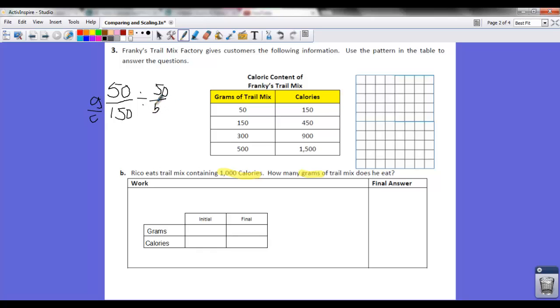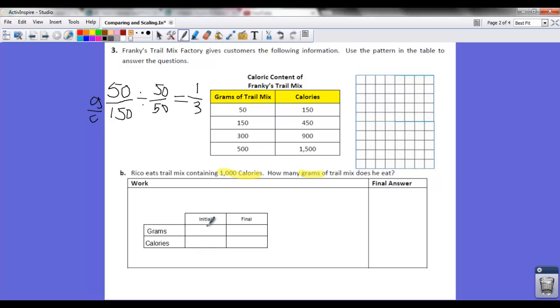Okay, and it's giving me my final. This will usually be your final ratio. Fiona eats 75 grams of trail mix, and that's how much she actually ate. Dividing both by 50: grams is the top part of my ratio, 50 divided by 50 is 1 right here, and 150 divided by 50 is 3. So we're saying that for every 1 gram she consumes, it's going to be 3 calories.